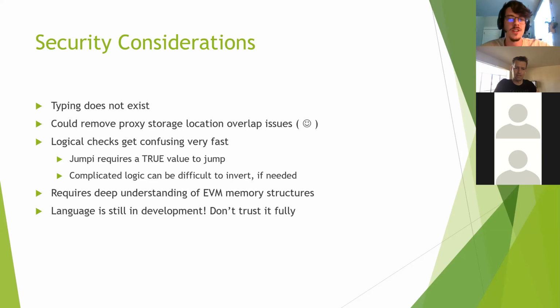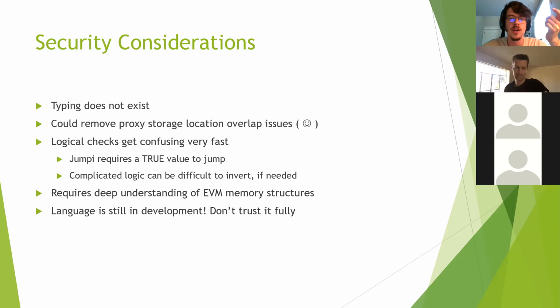The logical checks can get confusing very fast. It can be difficult to keep track of whether something should be a 1 or a 0, or if you have a very long logical string and you need to invert the output, that can get confusing. Boolean logic is super fun, as many of us probably know, but if you mess up somewhere, you could have some issues. And you have to understand how the EVM memory structures work.